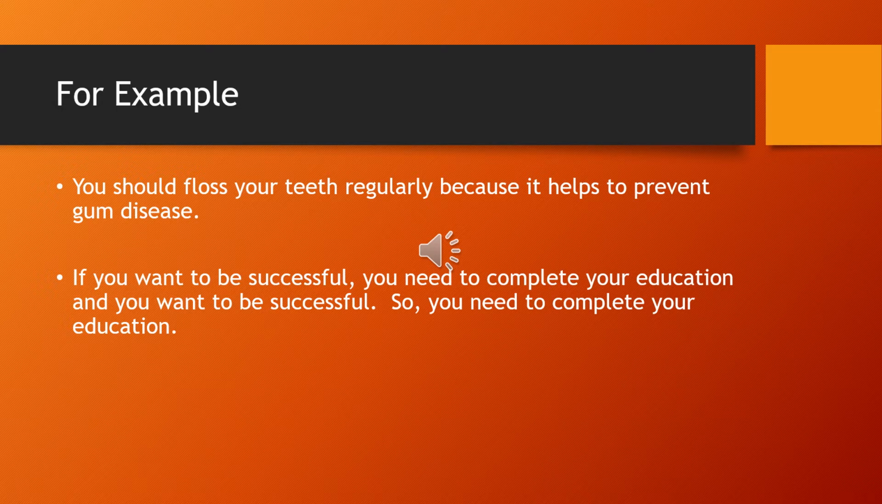The next one says, if you want to be successful, you need to complete your education, and you want to be successful. Therefore, you need to complete your education. Again, here the conclusion is that you need to complete your education. The reasons for that claim are that you want to be successful, and if you want to be successful, you need to complete your education. So because of those two prior statements, it follows that you need to complete your education.